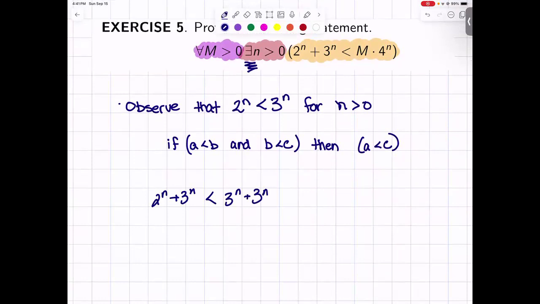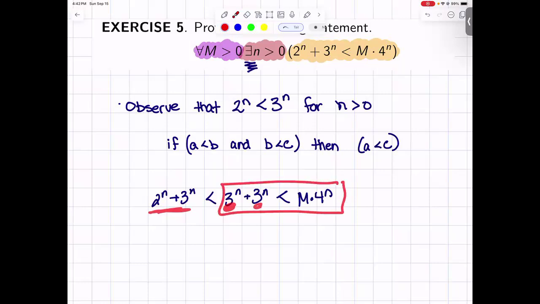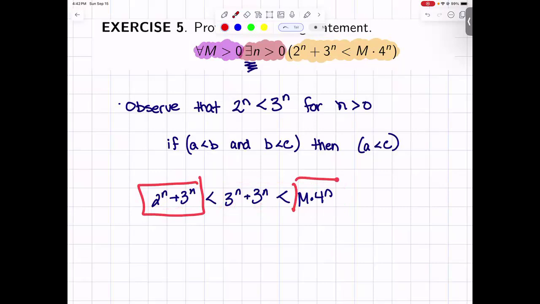And so what is it exactly that we're going to try to do here? Well, if we can prove that 3^n plus 3^n is less than m times 4^n, and we know that the first inequality is true, it will follow that this is true. And that is what we're trying to prove, that this inequality holds true for all n. This one, we don't even have to prove is true, it's just normal math. We're about to prove that this is true. This is easier to prove than this because these have the same base. So once we prove that this is true, we'll be able to conclude that this and this are true.